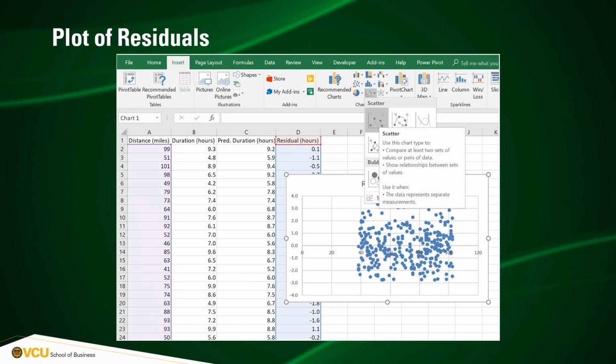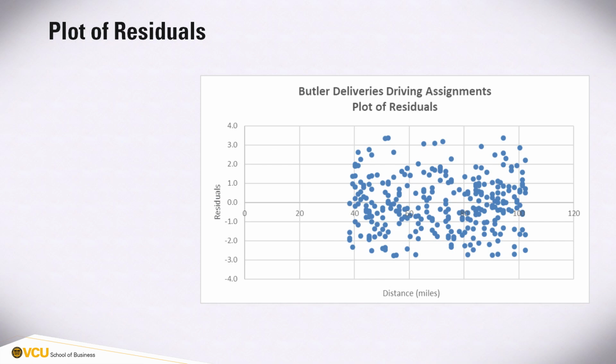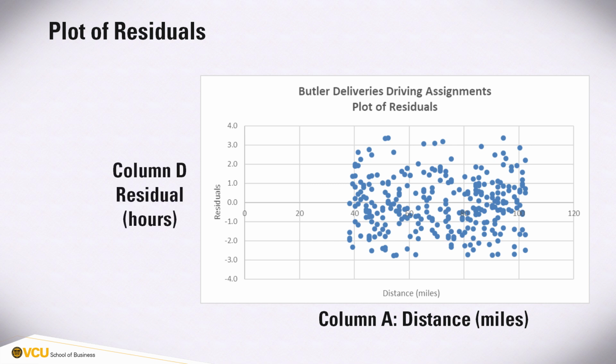However, to have a better idea of how the overall pattern of residuals looks, we should build another scatter plot with, again, the distance on the horizontal axis, but this time the residuals on the vertical axis. To do that in Excel, select all rows in column A from A1 to A301 and all rows in column D from D1 to D301. Then, build another scatter plot just as we did last video when we plotted duration versus distance. You can replace the stock title with Butler Deliveries, Driving Assignments, Plot of Residuals, and add X and Y axis labels as distance in miles on the X-axis and residual in hours on the Y-axis.